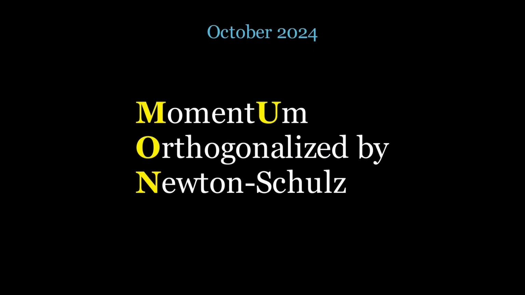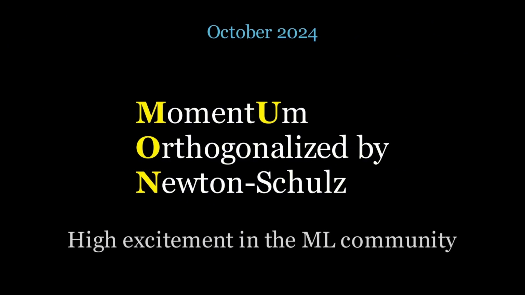The Muon optimizer was developed in October 2024. Its name comes from the components that make it work: momentum, orthogonalized by Newton-Schulz. It has garnered a lot of attention and excitement from the machine learning community for working so well in practice.